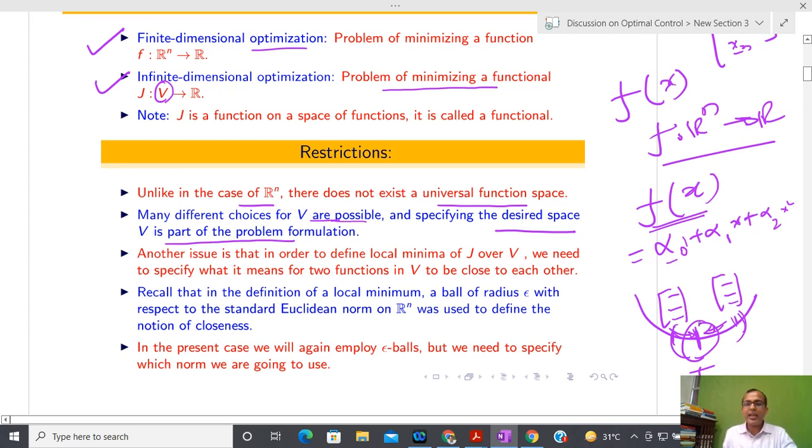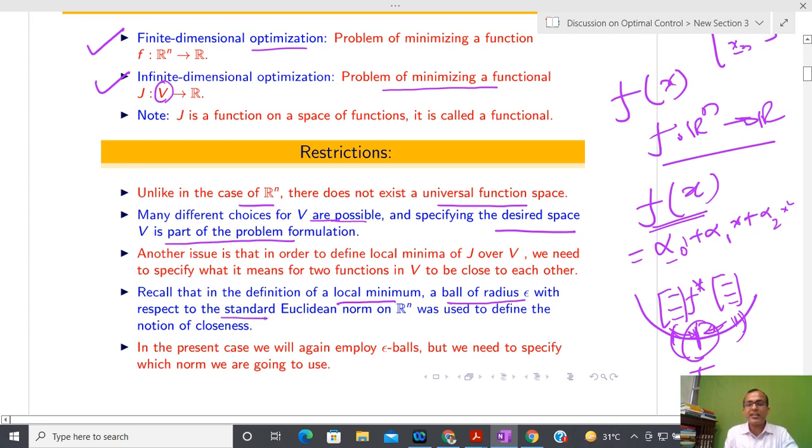Okay, and due to that reason somehow I have to define the vicinity. Suppose that f star is going to minimize this J, so how do I define some kind of function in the vicinity of this function f star? For that we need some kind of notion.